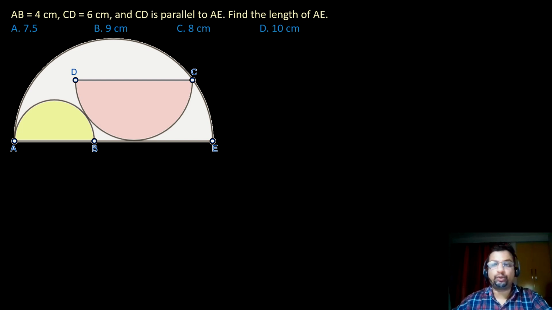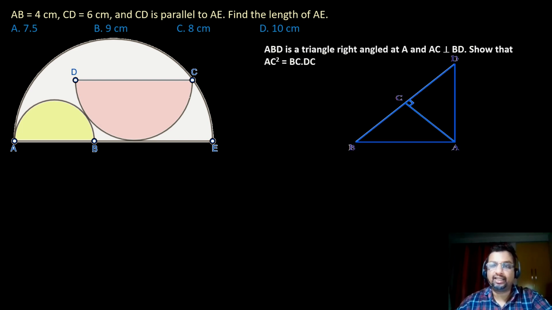So the theorem which we are going to use here is what? If there is a right angle triangle, like here it is given DAB. I think it's not clearly visible, right? So in the right angle triangle DAB, we have drawn a perpendicular from the point A, AC, and the theorem is AC square, the perpendicular square, is equal to BC times CD, right? This is the theorem. How can I prove this?